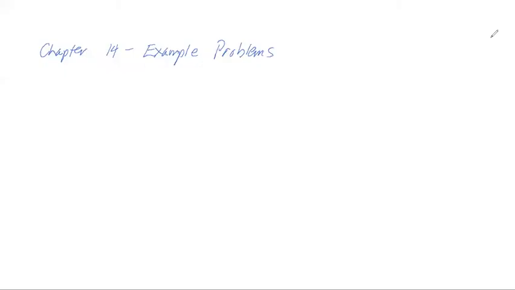Hey, this is chapter 4, the example problems from Young and Friedman's University Physics 14th edition. This is chapter 14, 14.1. The example is titled period, frequency and angular frequency. It says an ultrasonic transducer used for medical diagnosis oscillates at 6.7 megahertz.